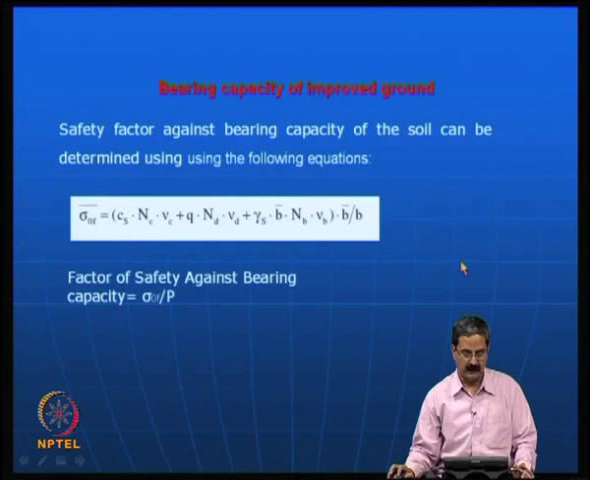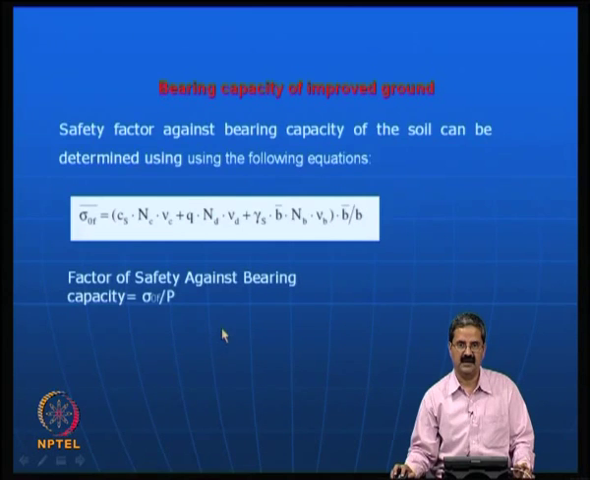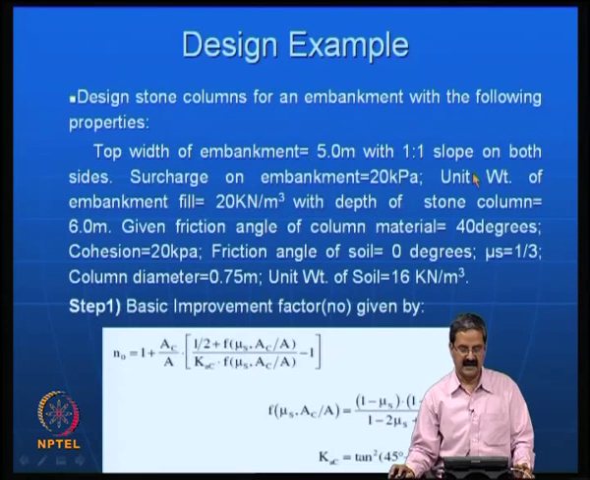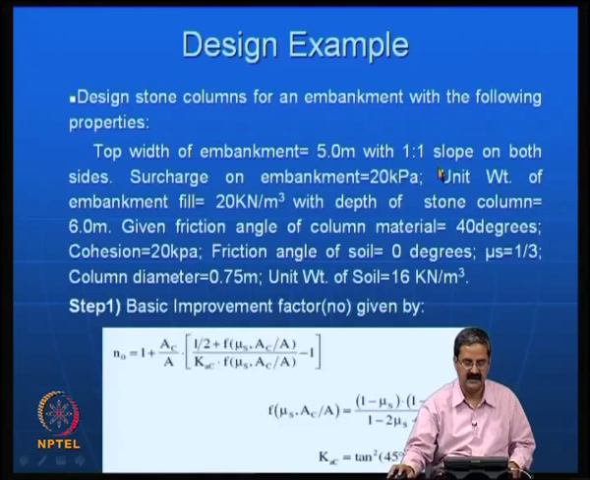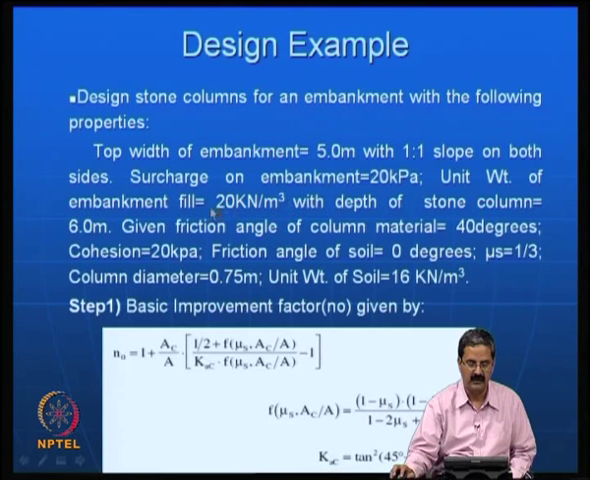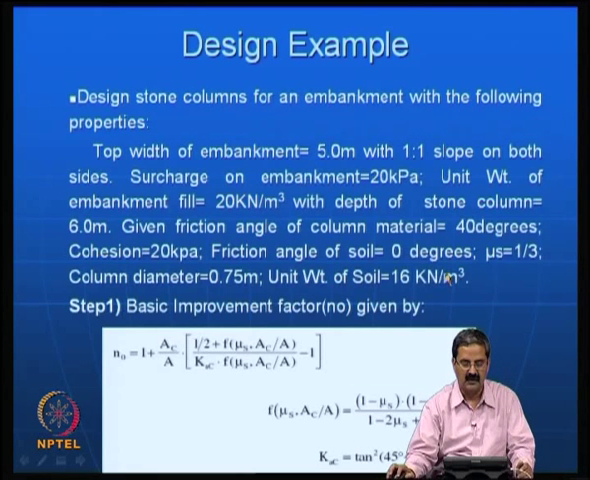Again, for bearing capacity of the improved ground one can have some expressions, similar to our bearing capacity equation, and you can get the factor of safety of bearing capacity. There is a design example that I tried to work out. It has the top width of the embankment, with a 1:1 slope on which it is resting. Surcharge on the embankment is about 20 kPa, the unit weight of the embankment fill is about 20 kN per meter cube, and the depth of the stone column is 6 meters. Cohesion is known, and the friction angle of the clay, which is just a clay, is 0 degrees. The column diameter I have assumed.